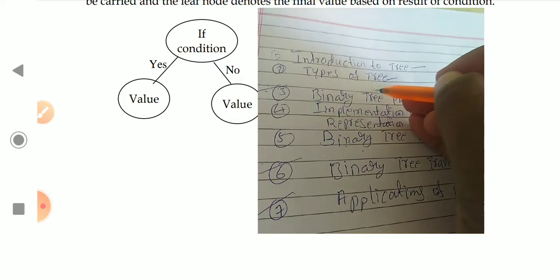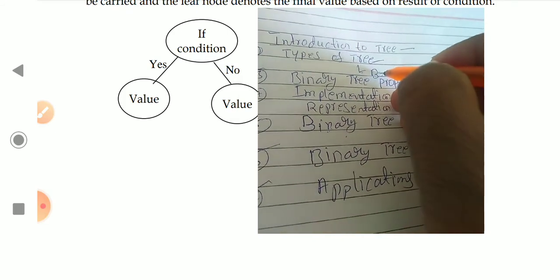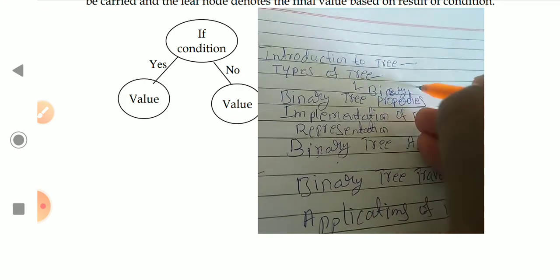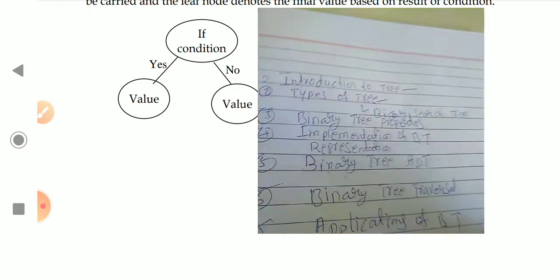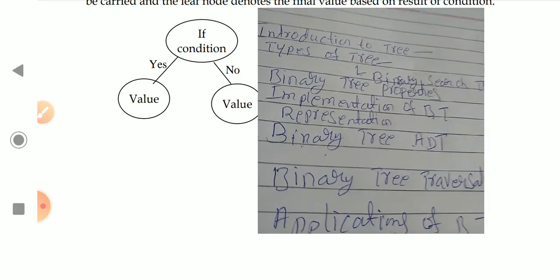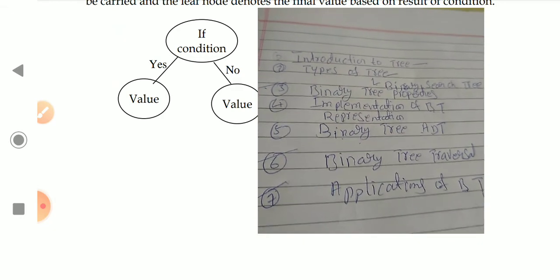So among the types of binary trees we have the binary search tree; learn that topic also. Binary search tree. Sometimes they will give us some values and ask us to construct the binary search tree. Okay, so this is the end of this chapter.